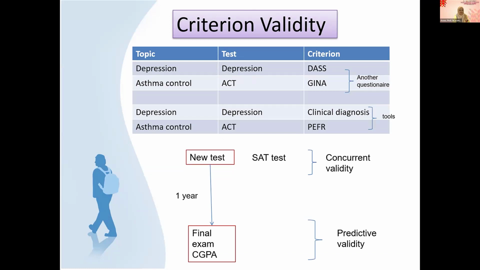The questionnaire is actually about depression, but we have another set of questionnaire. So you can straight away do concurrent validity, or you can do it later, which we call predictive validity. For example, you test on knowledge, and you compare the gold standard with the final exam CGPA. So that one we call predictive validity.